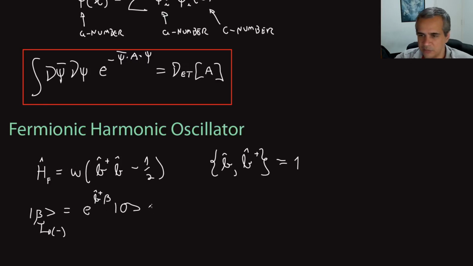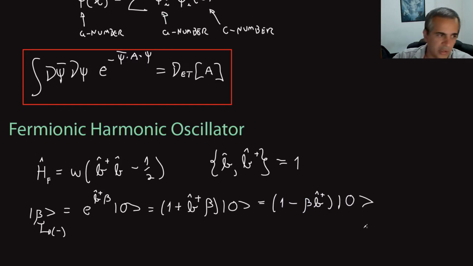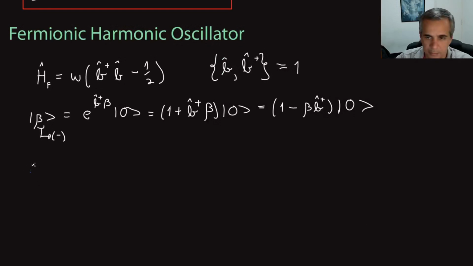If I use the expansion of the exponential in terms of these operators, it's just 1 plus B dagger beta acting on 0. I don't have any extra powers because beta squared will be 0. And this I can write as 1 minus beta B dagger acting on 0. On the other side, if I look at the action of B acting on the coherent state, this will be B acting on this, which is B plus B times beta B dagger. It was B dagger B, B dagger beta, but then beta goes through two operators, so the sign stays the same, acting on 0.